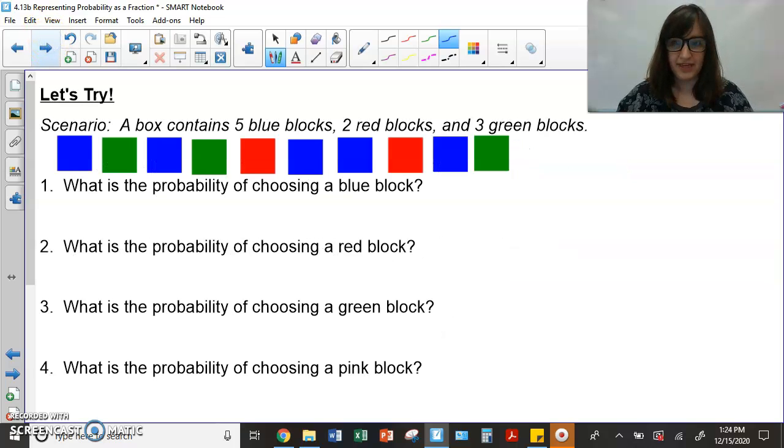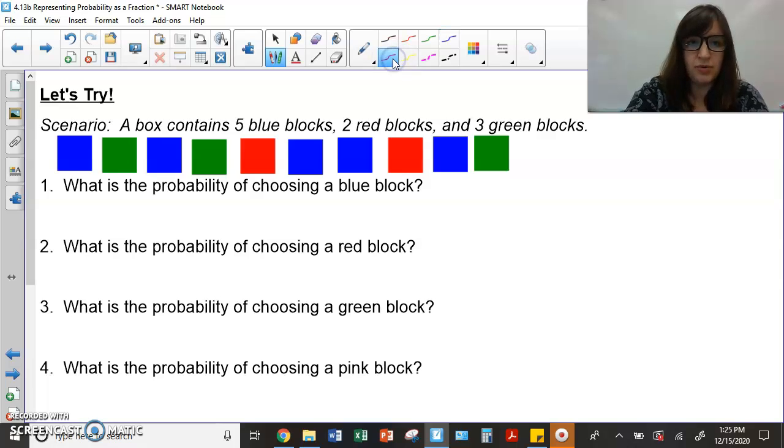So let's try it with this scenario right here. Our scenario is a box contains 5 blue blocks, 1, 2, 3, 4, 5, 2 red blocks, 1, 2, and 3 green blocks, 1, 2, 3. Altogether, 5 plus 2 plus 3 adds up to 10. That's important. We need to know the total amount of blocks or total amount of items that we are dealing with here. For the probability of choosing a blue block, I am going to represent it as a fraction. So it would be 5 out of 10.